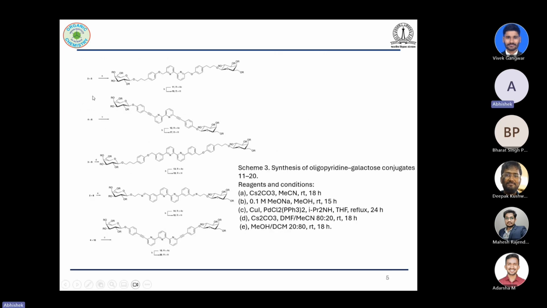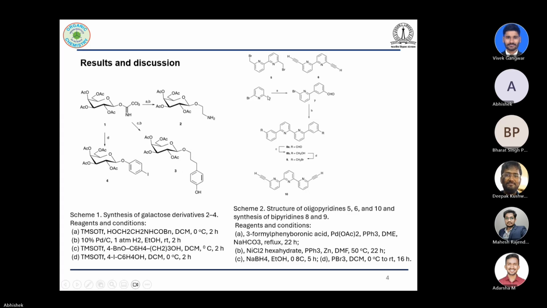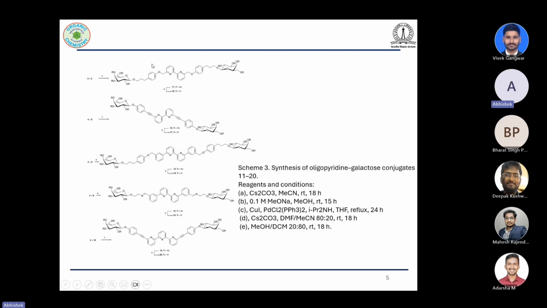Then by taking 3 and 5, these two compounds, they did the reaction using cesium carbonate in solvent at room temperature for 18 hours. They synthesize this bipyridine compound and further deprotect it with sodium ethoxide to get the final deprotected compound.